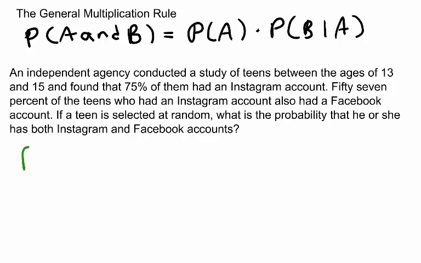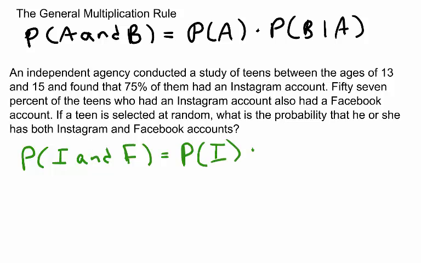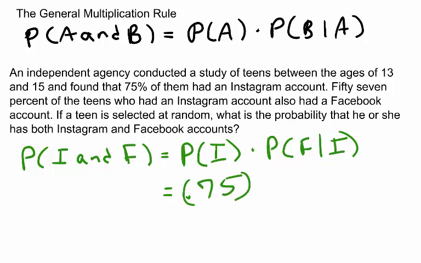So we're looking for the probability of Instagram and Facebook, which is equal to the probability of Instagram times the probability of Facebook given Instagram. Which would be written as 0.75, since that's the probability that a teen had an Instagram account, times 0.57, since that was the conditional probability of a teen having a Facebook account, given that they also had an Instagram account.